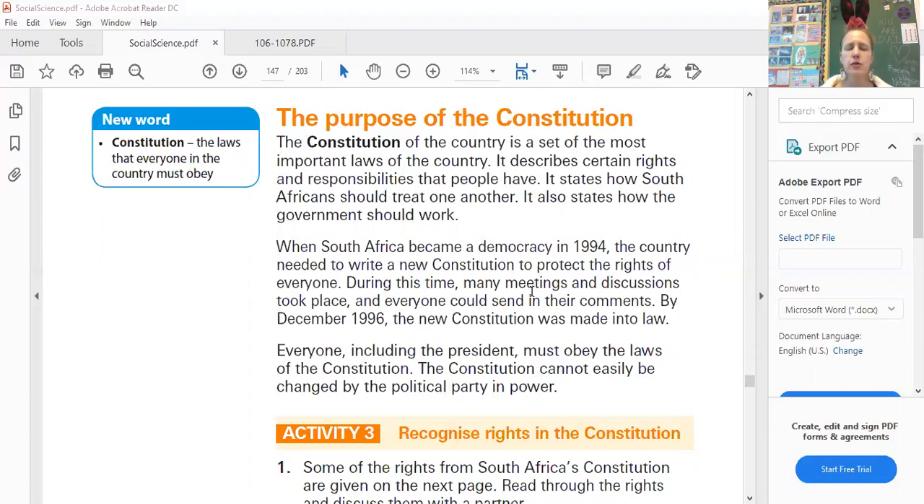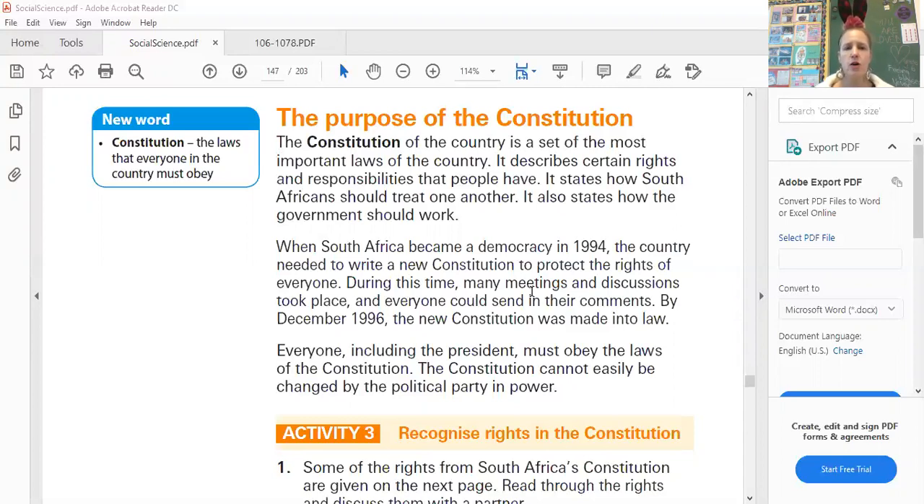Okay, say it with me. I'm going to say the word and the meaning from the book. Everybody ready? Constitution: the laws that everyone in the country must obey. Okay, so Constitution sounded a little difficult, but now we just know it's the laws, and we're going to obey the laws. That's the Constitution. So what is the purpose or use of the Constitution? Well, now that you know it's laws that we must obey, I think it's quite obvious, but let's read together.